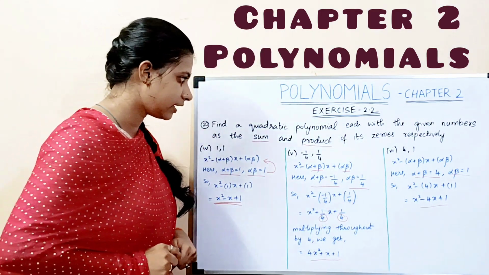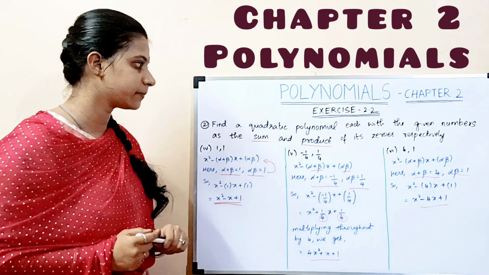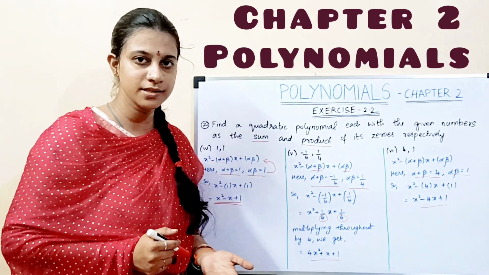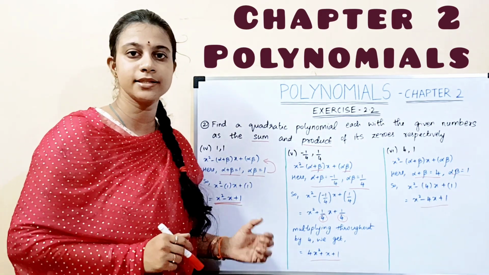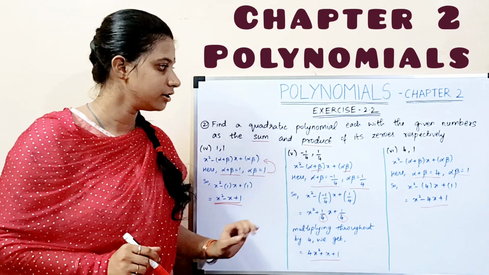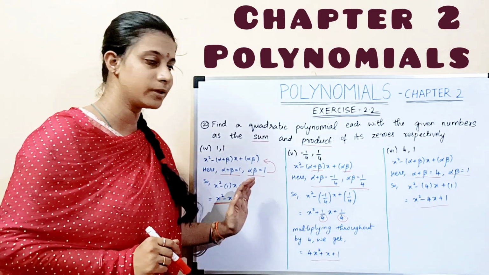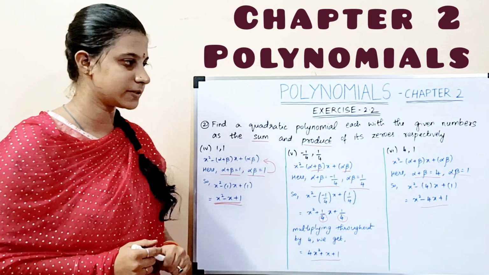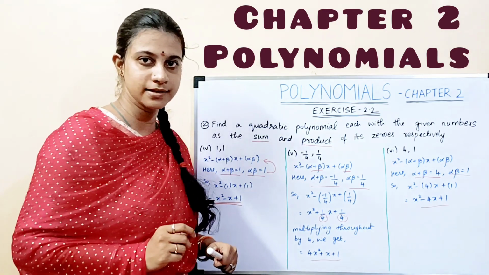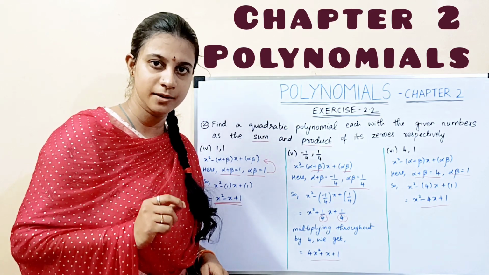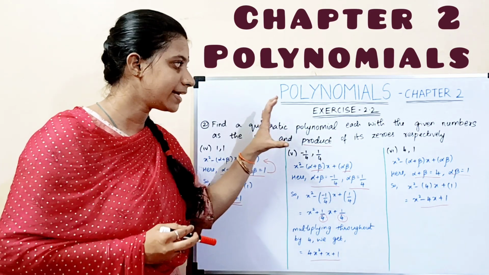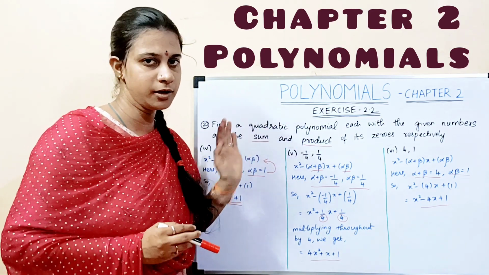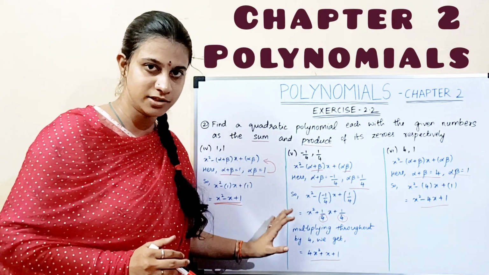With this question, we are completing this chapter. For those who are using the previous edition book, the next exercise 2.3 is deleted. So with this exercise 2.2, we are completing the chapter Polynomials. In the next video, we will discuss the previous year's CBSE board questions based on the second chapter, Polynomials.